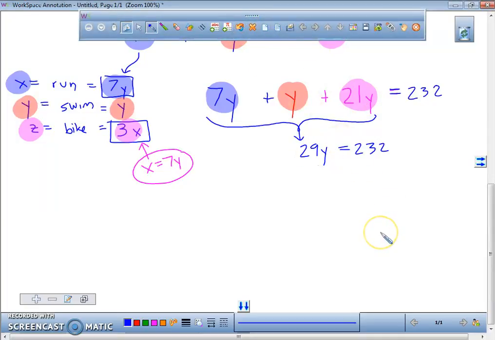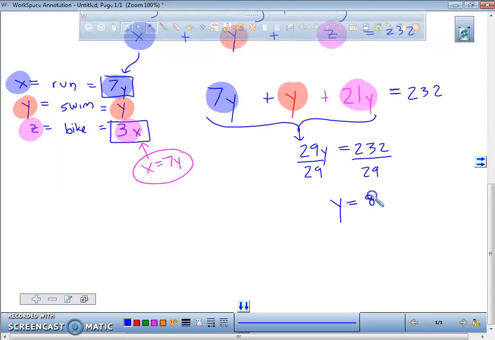So what's our final step to solve for Y? Divide by 29. And Y is equal to 8. Now what does that mean? That means she swam 8 miles. There we go. She swam 8 miles.